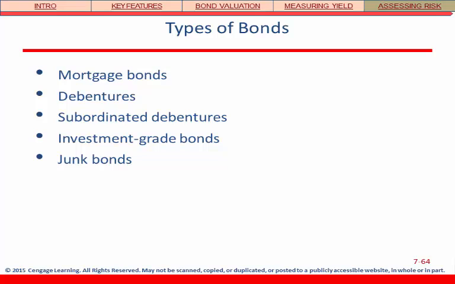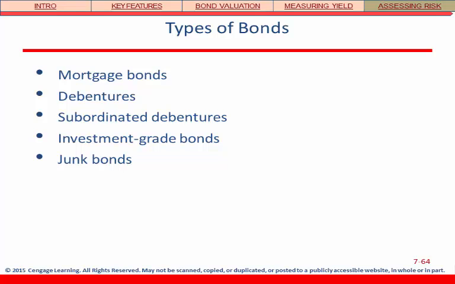First are mortgage bonds. This is nothing more than just a bond secured by a mortgage on one or more assets, or you could say it's backed by a pool of mortgages on real estate such as a house, right? And you can get into mortgage-backed securities as well, which goes all the way back to the beginning of our lecture when we talked about Freddie Mac and Fannie Mae and Ginnie Mae.